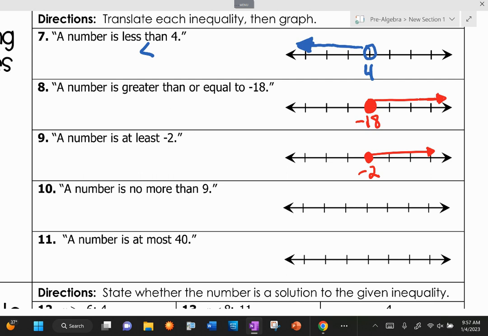Okay. Number 10 and number 11 are kind of similar, just using different phrasing. I'm going to let you work on those for a second if you still need a chance. I get it. I get it.